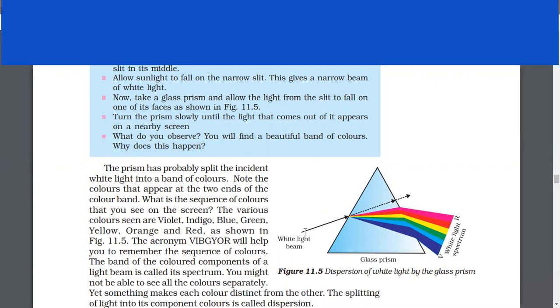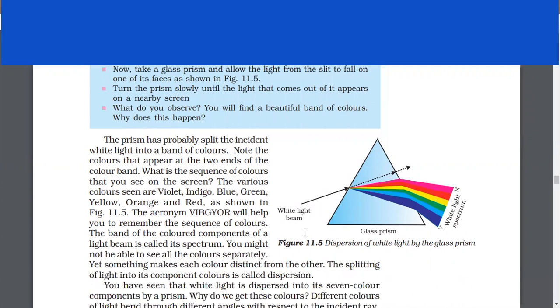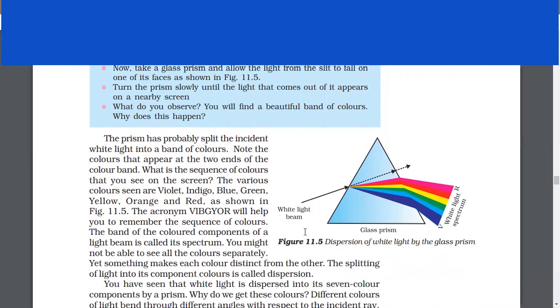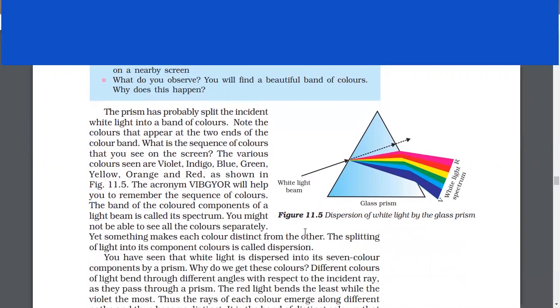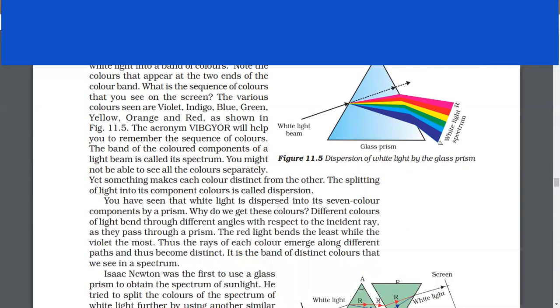Why does this happen? The prism has probably split the incident white light into a band of colors. Note the colors that appear at the two ends of the color band. What is the sequence of colors that you see on the screen? The various colors seen are violet, indigo, blue, green, yellow, orange, and red, as shown in figure 11.5. The acronym VIBGYOR will help you to remember the sequence of colors. The band of the colored components of a light beam is called its spectrum.